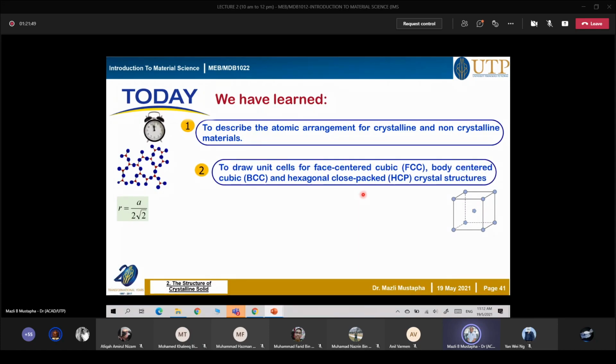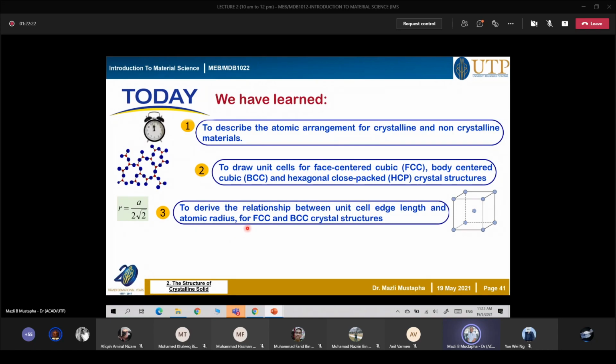We also learned how to draw the face centered cubic. It's a simple one. If you draw like this, I think it's acceptable. And we also have the body centered cubic, and we need not worry about the HCP. We have managed to draw it, but later during the exercise, I hope that everybody can draw it. If you have a problem, just let me know. And then we derived the relation between unit cell edge length and atomic radius for face centered cubic and body centered cubic crystal structures.